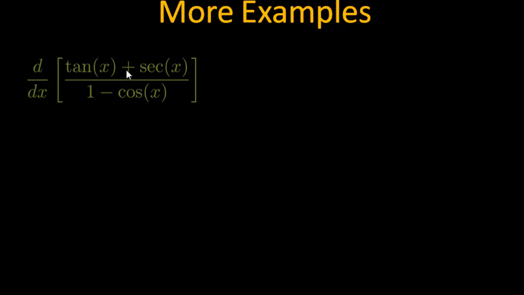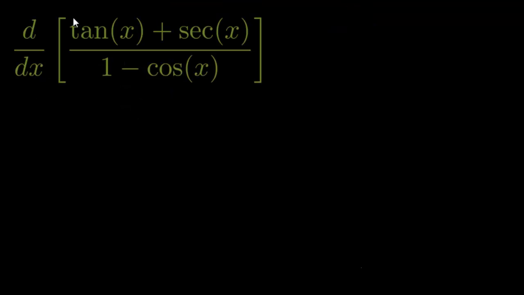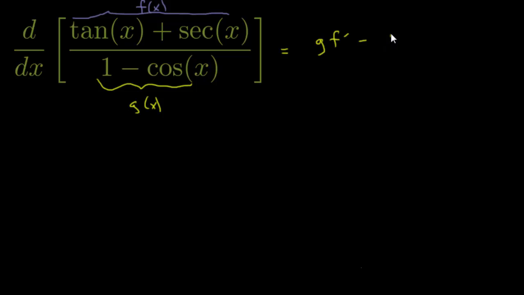Now in this example, we have a quotient rule, we have a numerator, and we have a denominator. So let's go ahead and find its derivative. Okay, we're going to call the numerator, the whole numerator, f of x, and then I'm going to call the denominator g of x. And the formula for the derivative, which would be the quotient rule, remember, is g f prime minus f g prime all over g squared.